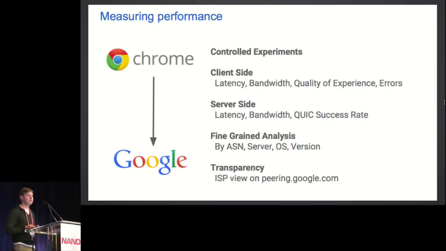So we almost always do analysis by AS. We also do analysis by location, like serving location. And we'll do analysis by operating system, anything else. So any way we can slice and dice it, we'll look at the data. And we also give you a view into it on peering.google.com. As a recent feature, we now have added a lot more QUIC-centric information there.